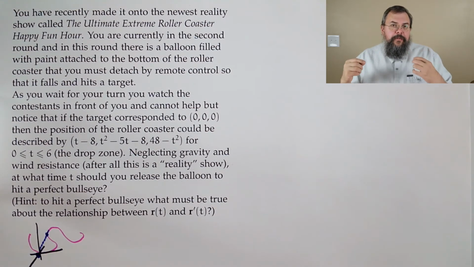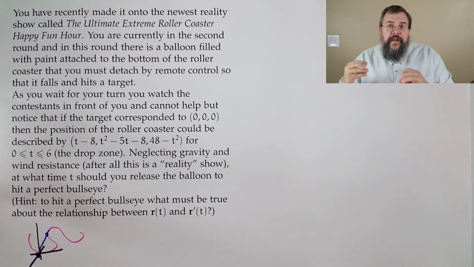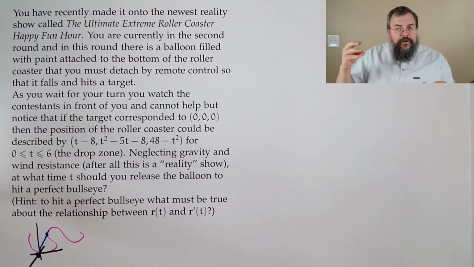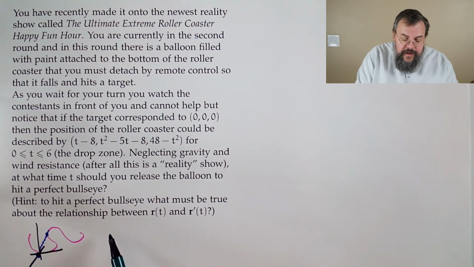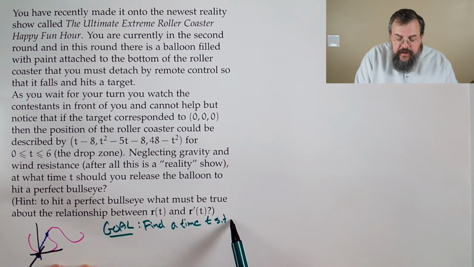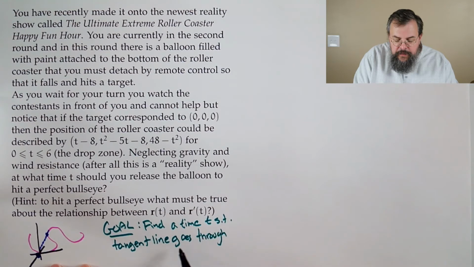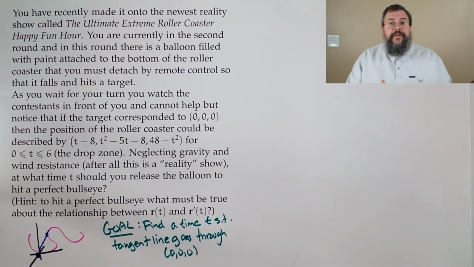So we can think about this in a slightly different way. Say, look, I want to release it so it flows along its tangent line. Well, what do I need to have be true? I need to have it so that that tangent line goes through the origin. So here's our stated goal. Our goal is to find time t so that the tangent line goes through the point 0, 0, 0. Okay, so that's what we're after. We're after a time where our tangent line goes through the origin.